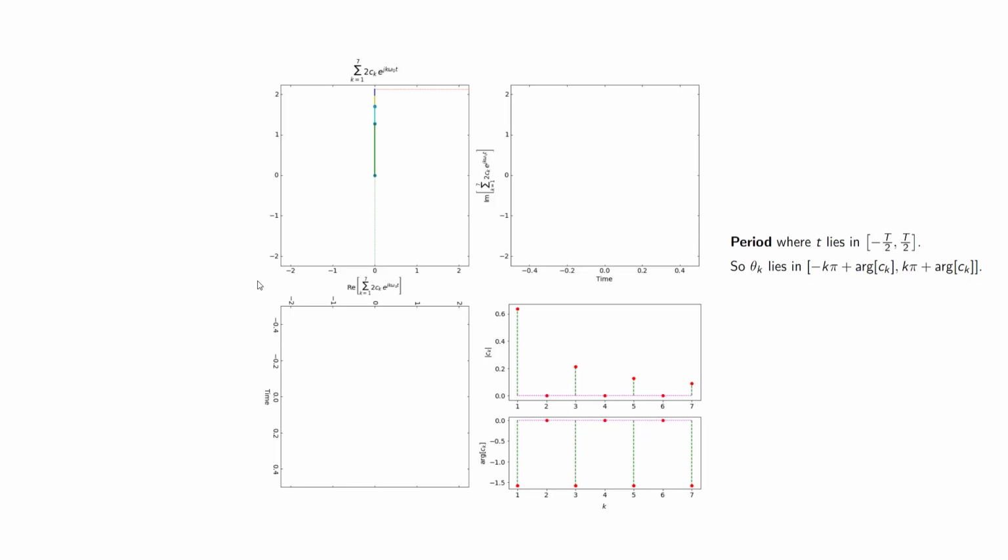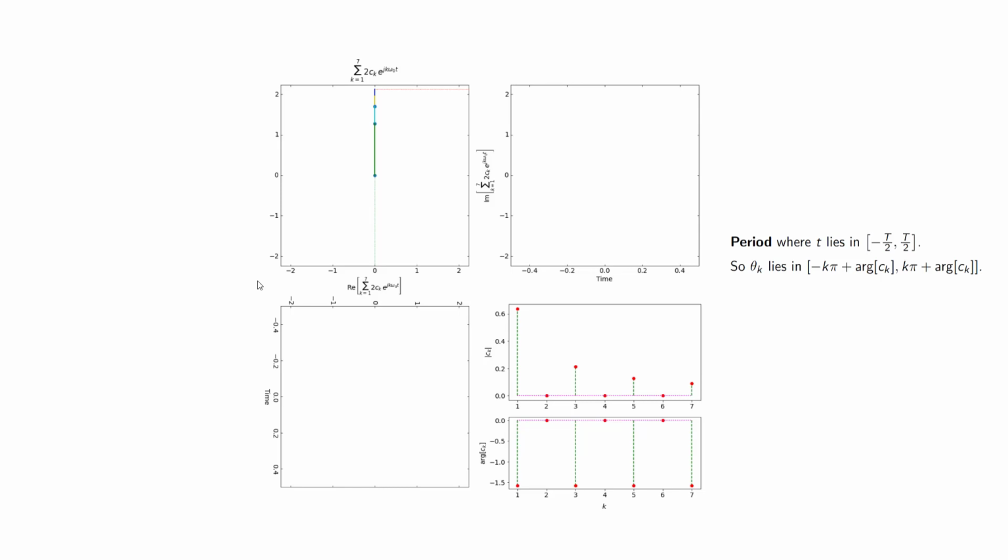In this animation, we'll consider a period of the function and a period centered around t is equal to 0. So time will go from minus T over 2, T is the period, to T over 2, and corresponding to that there will be an argument of the given rotating vector, theta k, that will go from minus k pi plus argument of ck to k pi plus argument of ck.